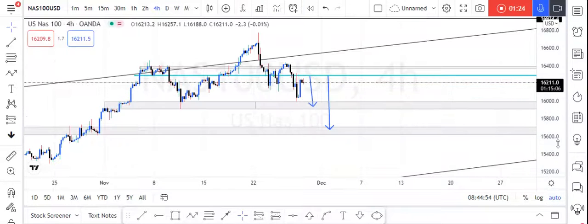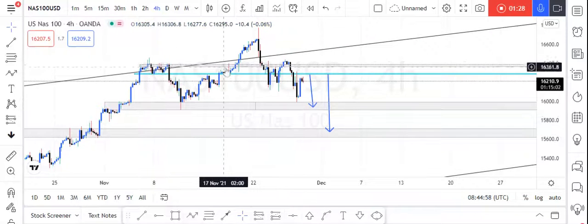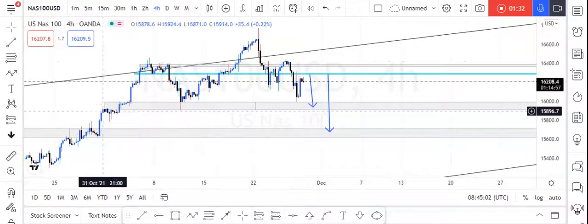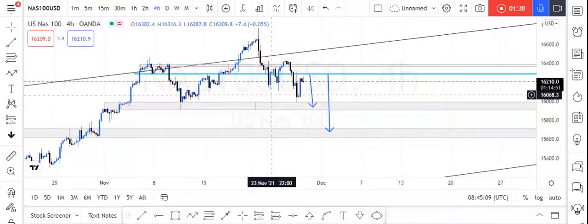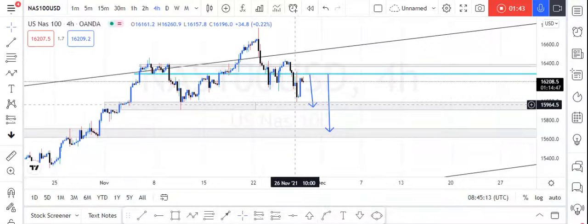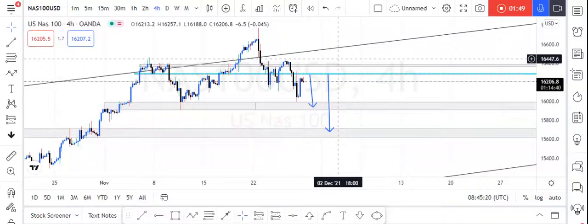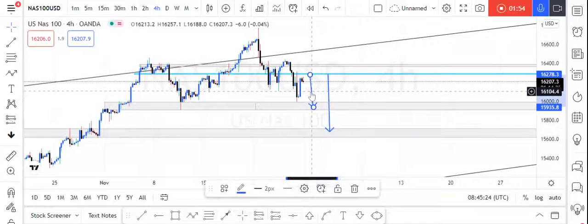So what we can see here is now it's created a level, came back down, tested previous resistance as support, went up, created a new high, broke back into the zone, into the channel, semi-retested the zone, created a new lower high. Now as you can see here, I'm already anticipating it to drop to the downside.